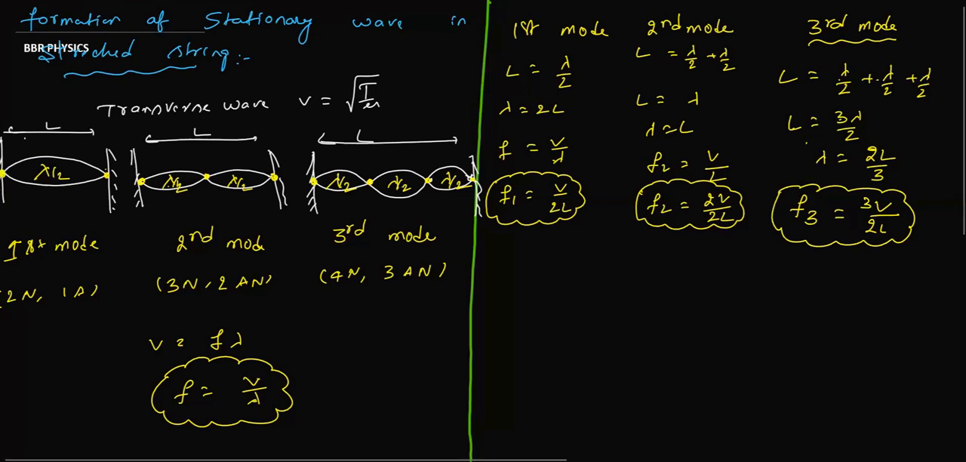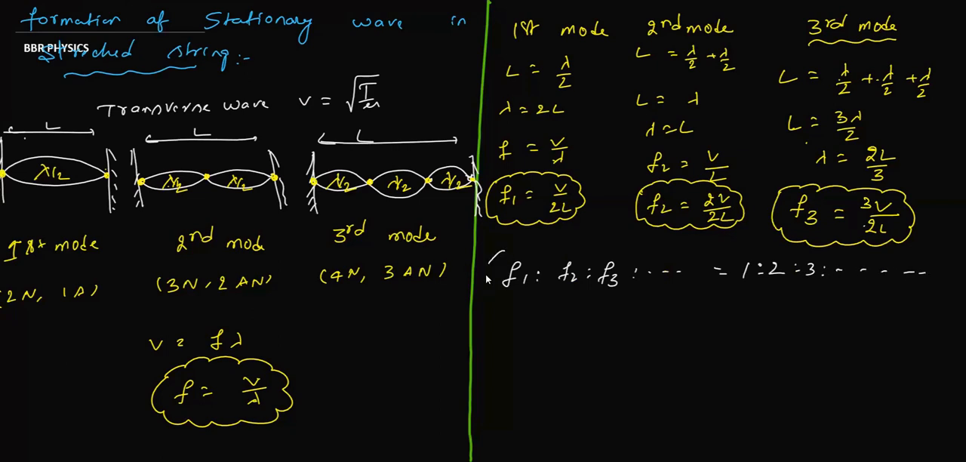As usual, we check the ratios: V by 2L, 2V by 2L, 3V by 2L. V by 2L cancels out. The ratio F1 to F2 to F3 is 1 is to 2 is to 3, and so on. These are the frequency ratios in the case of a stretched string.